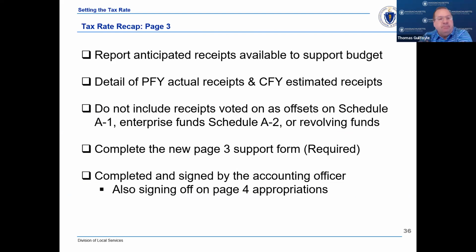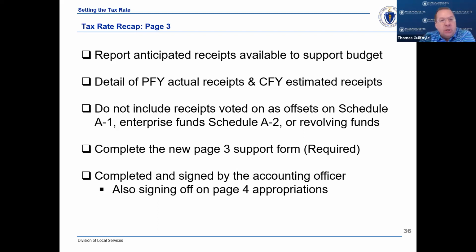Thanks, Jared. Andrew and Jared have just done a nice recap of all the supplemental forms that feed into page 4 of the tax rate recap and also carry to page 2. I am now going to jump back to the actual page 3 of the tax rate recap, where you report all your estimated local receipts. We ask for your actual and your estimate. So prior year actual, current year estimate.